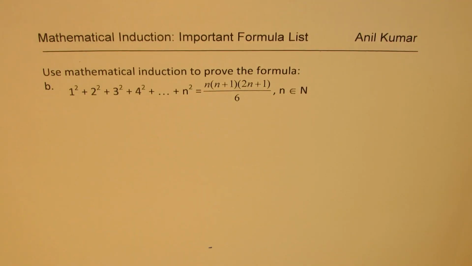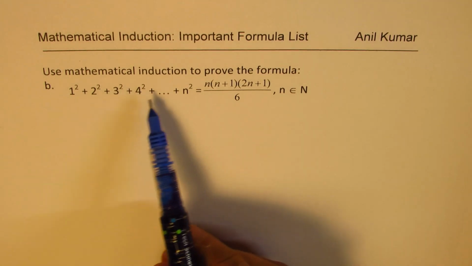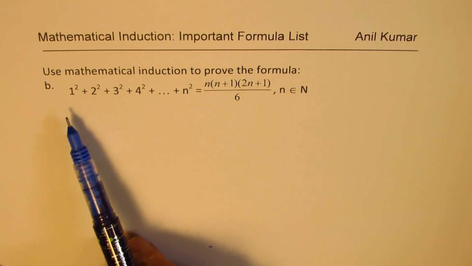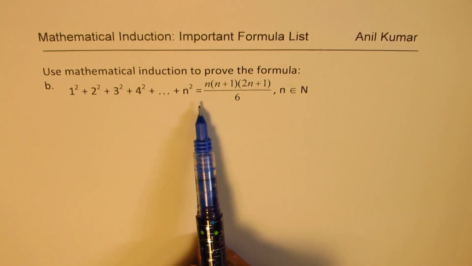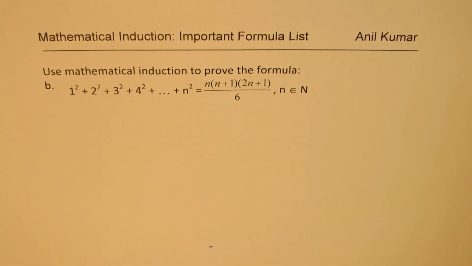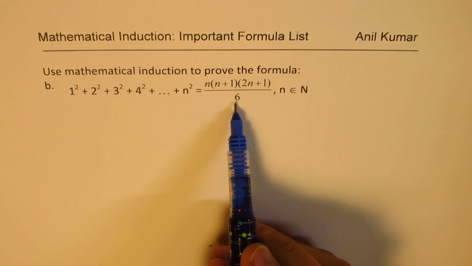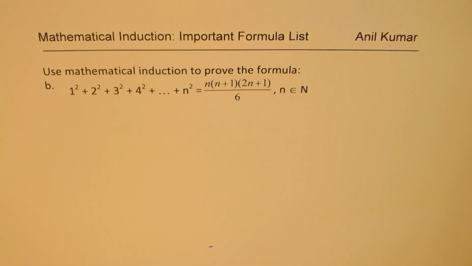So now here is our second example. We'll use mathematical induction to prove the formula 1 square plus 2 square plus 3 square plus 4 square till n square is equal to n times n plus 1 times 2n plus 1 divided by 6, where n belongs to natural numbers. So basically, the sum of squares of natural numbers formula, right?